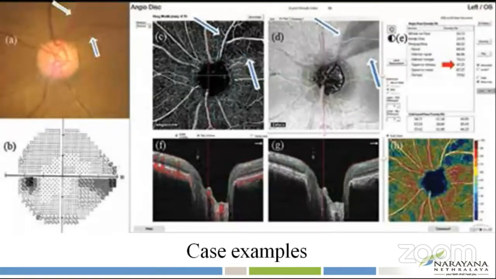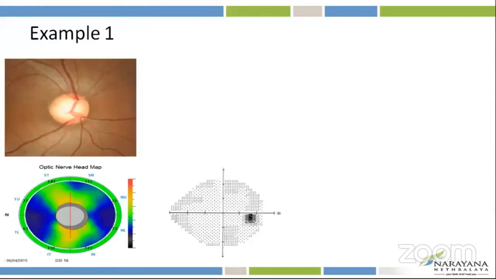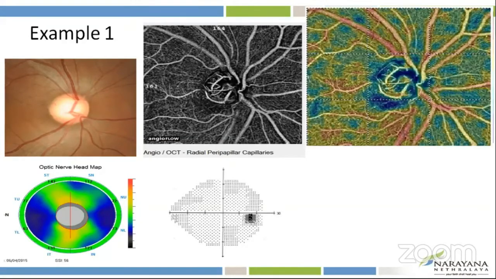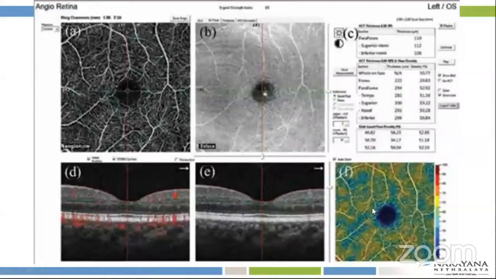Coming to a couple of case examples. This is an example of a large optic disc showing a large cup to disc ratio. It had a normal RNFL and a normal visual field. The peripapillary OCTA report shows the normal radial peripapillary capillaries on the angiography image and the heat map with the vessel densities.